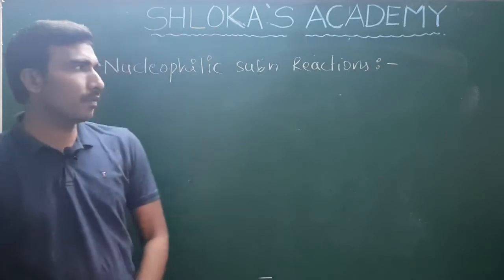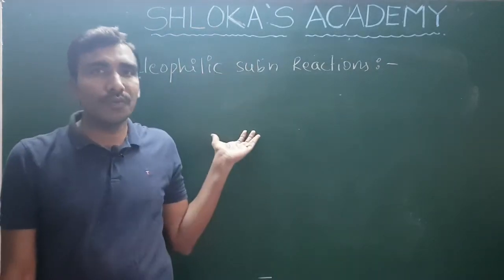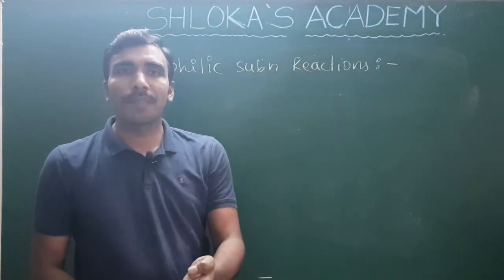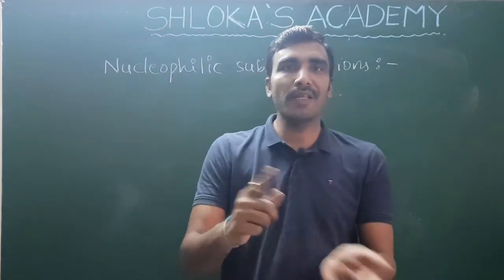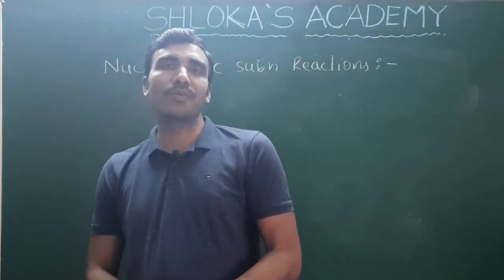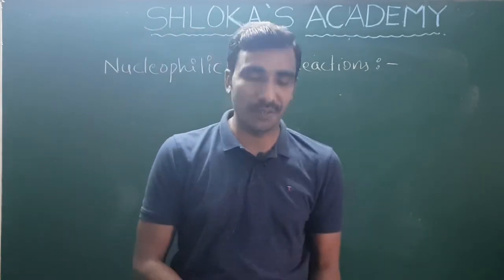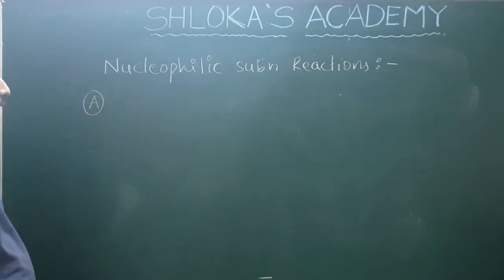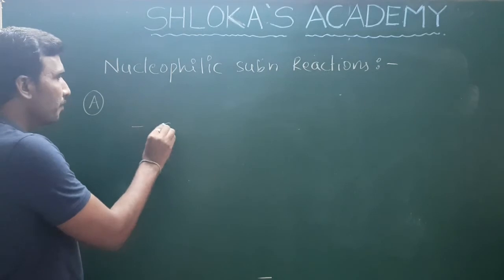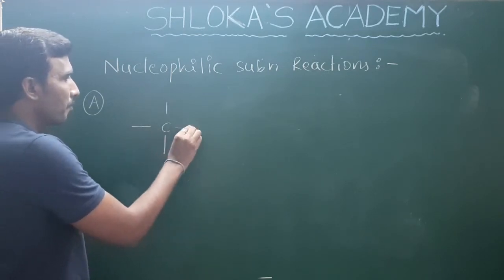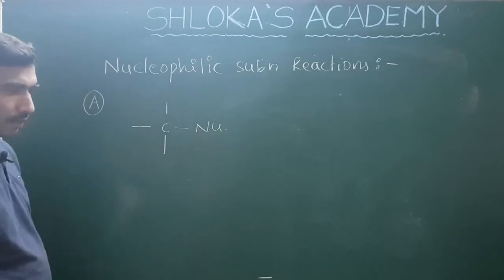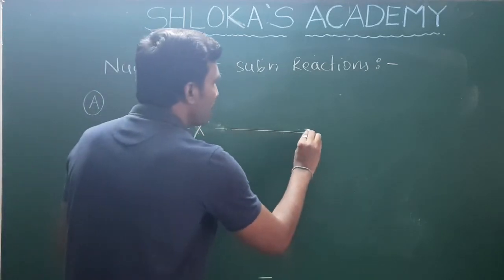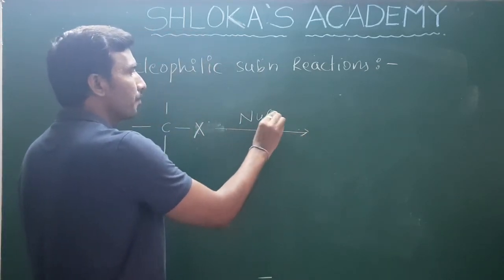Here, based on the mechanism, mainly we can divide these nucleophilic substitution reactions into 2 types. One is unimolecular nucleophilic substitution and another one is bimolecular nucleophilic substitution. That is very famous as SN1 and SN2. Let me explain. If I take mechanism A, here we have an alkyl halide, and if I take any nucleophile, right?